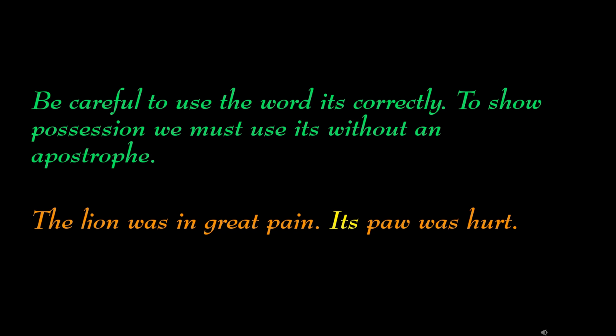Be careful to use the word its correctly. To show possession, we must use its without an apostrophe. Remember, never use the apostrophe in possessive pronouns. The lion was in great pain. Its paw was hurt. Here, its is the possessive adjective. If we used an apostrophe, it would become a contraction of it is or it has.